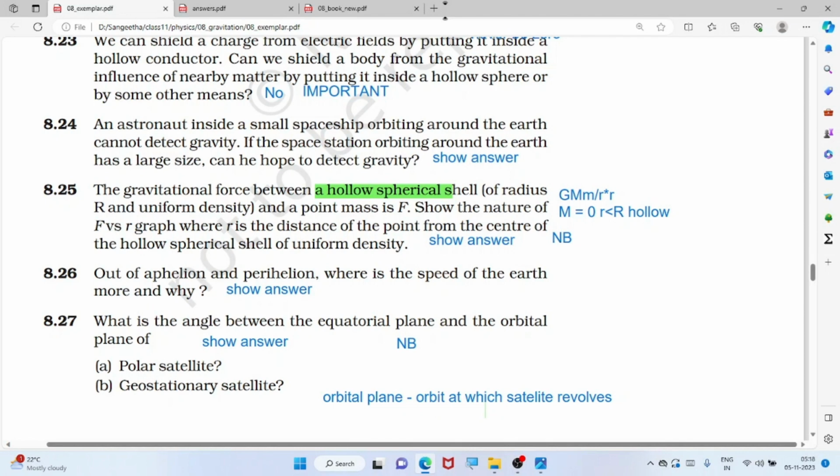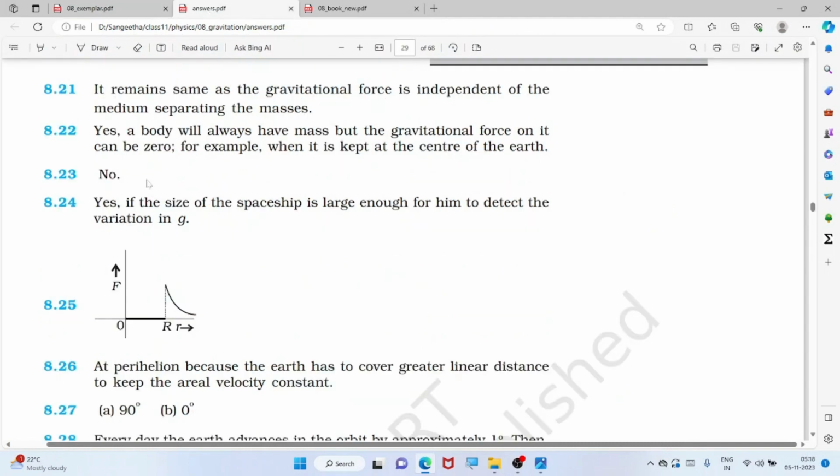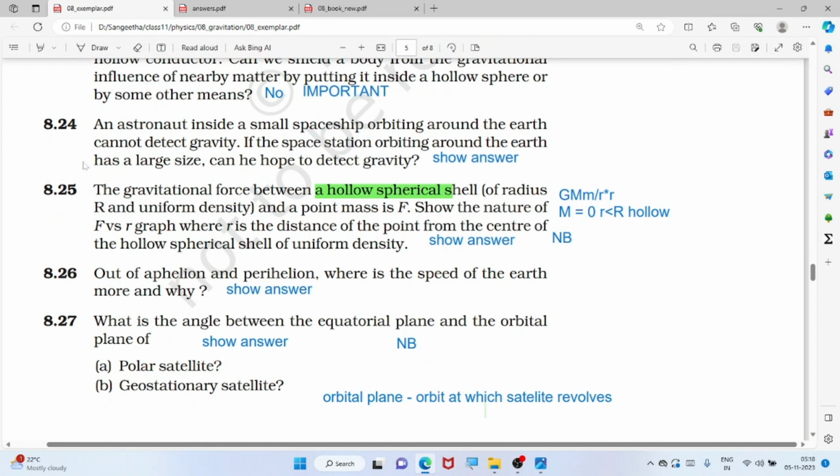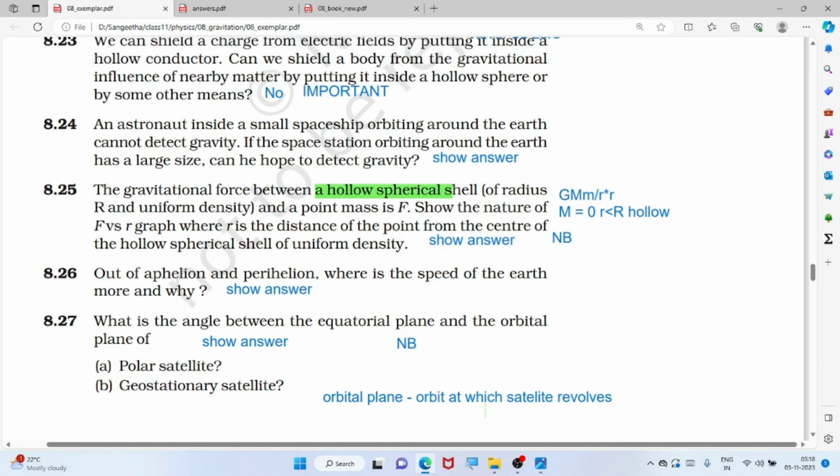If the space station orbiting around the Earth is of a large size, can it detect gravity? Yes, if the size of the station is large enough for the astronaut to detect the variation in g. If the size is large, g varies, so it can be detected.